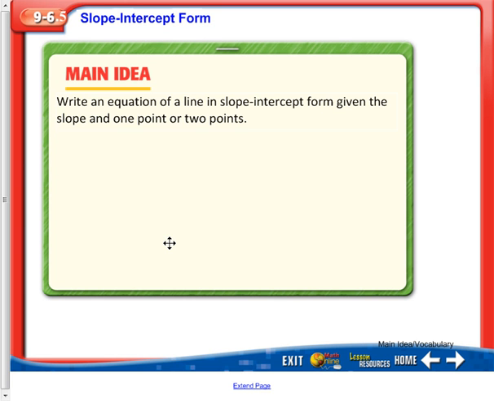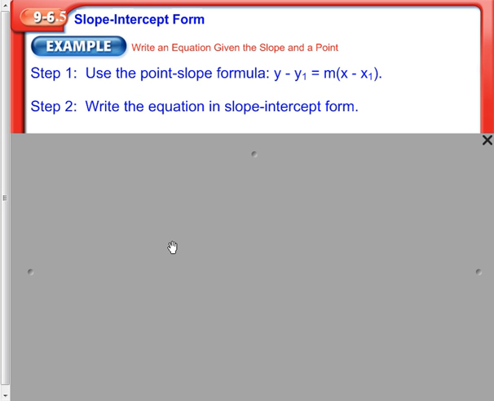In lesson 9.6.5, we're going to write an equation of a line in slope-intercept form given the slope and 1 point, or given 2 points. So when we do this, we're going to have a couple steps here.